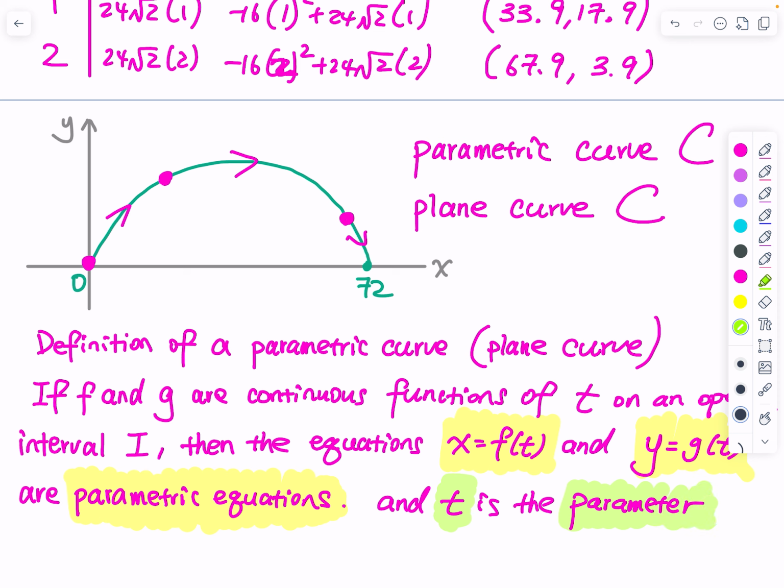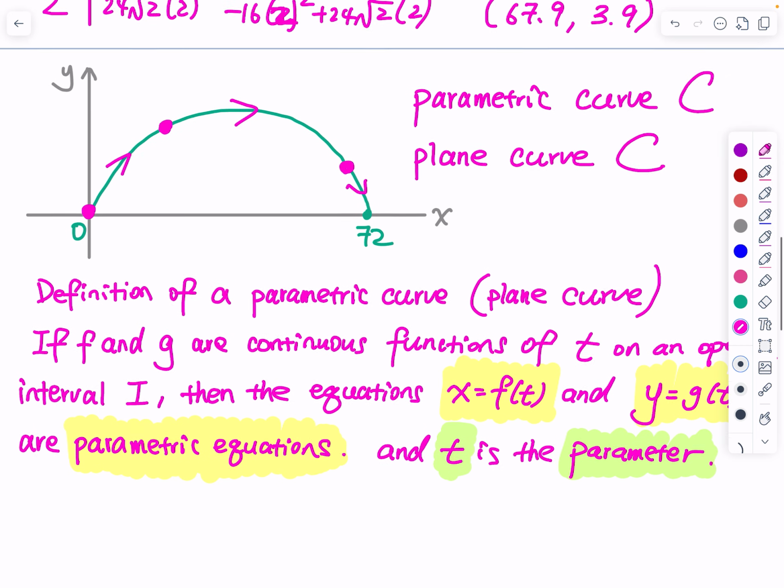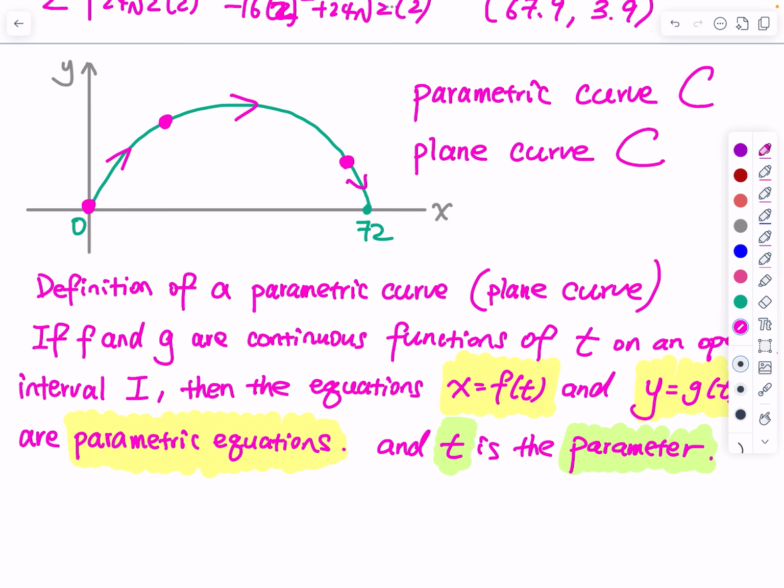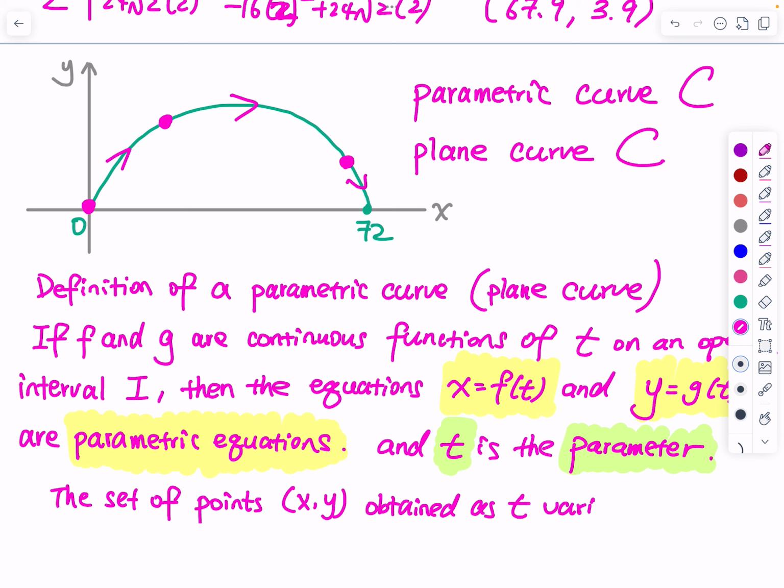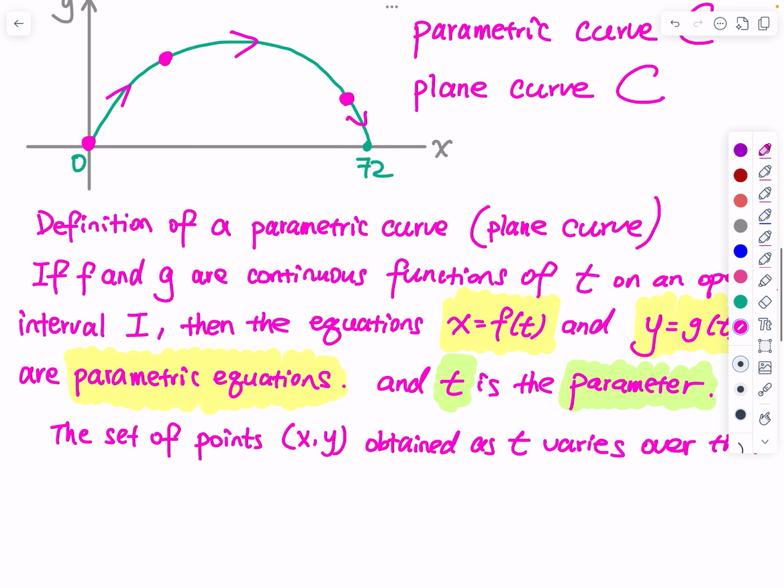All right. Okay, how about the points? Next step, let's do the points. The set of points, x comma y, obtained as t varies over the interval I is the graph of the parametric equations.